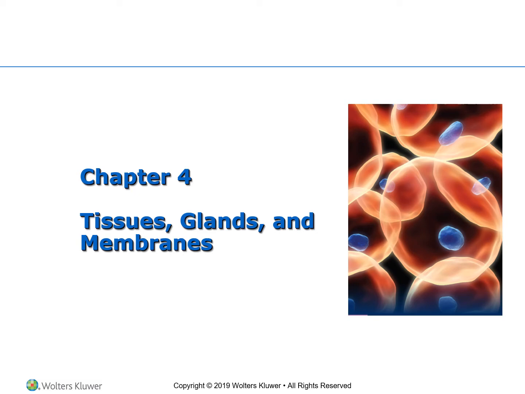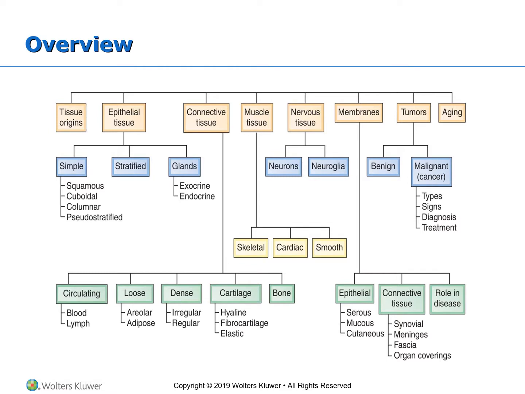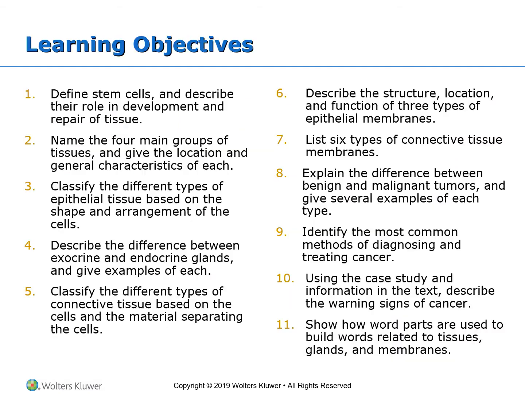So in chapter 4, we will discuss tissues, glands, and membranes. This is an overview of today's lecture, where we'll discuss a little bit about tissue origins. We'll describe the epithelial tissue. We'll discuss connective tissue, muscle tissue, nervous tissue. We'll look into what membranes are. We'll look over the theory of tumors, and we'll discuss, pretty much like in every lecture that we'll have from now on, about aging. Those are the learning objectives for this lecture.